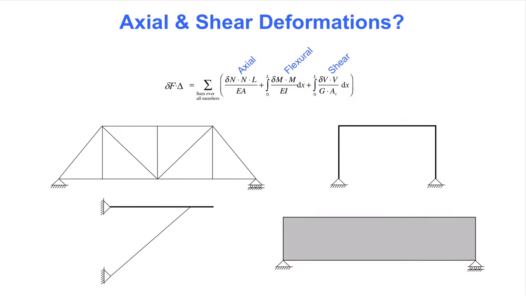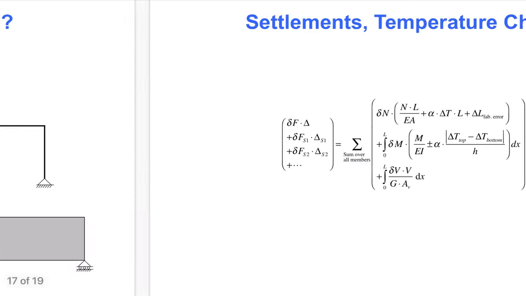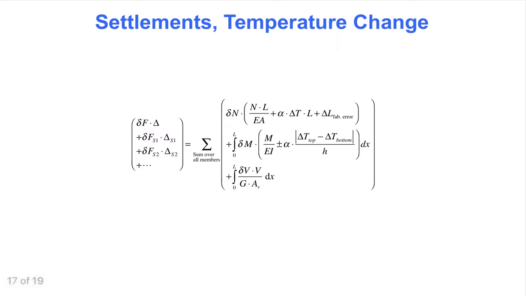That said, if you are interested in shear deformations, then have a look at the Timoshenko beam theory document posted at terje.civil.ubc.ca Toolbox. The quantities in the denominator of the shear deformation term are the shear modulus and the so-called shear area of the cross-section. The next slide further extends the principle of virtual forces to include additional effects.